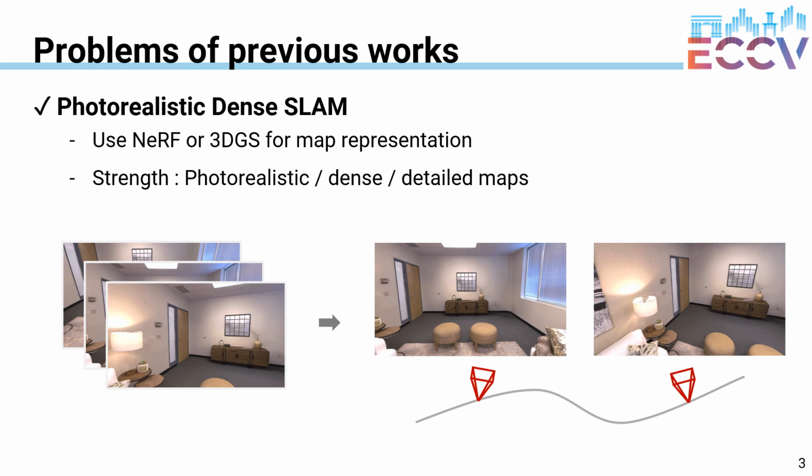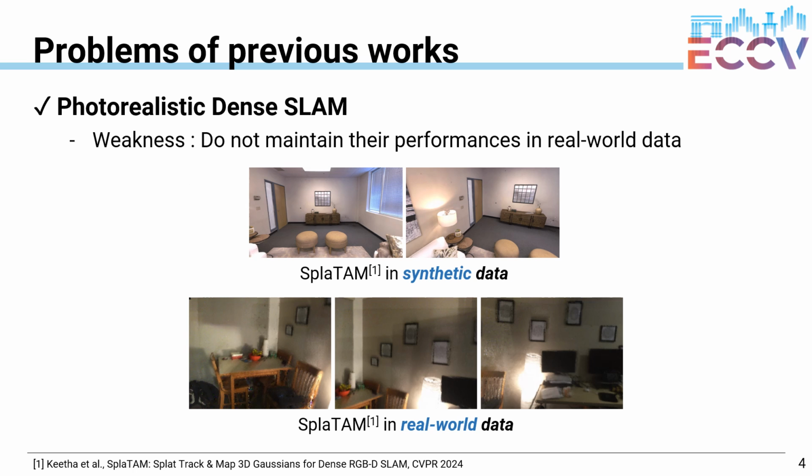Recent dense SLAM methods use neural radiance fields or 3D Gaussian splatting for map representation, and they reconstruct photorealistic, dense, detailed maps with camera poses. However, unlike the remarkable results on synthetic data, they often produce inaccurate results on real-world data.